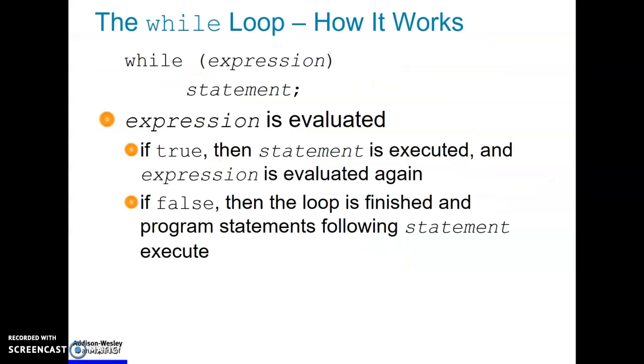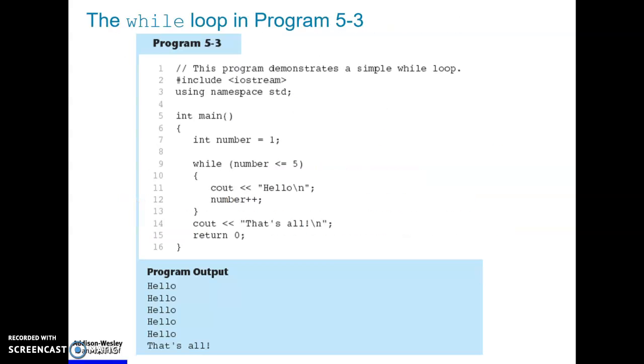So the while loop, how does it work? We have an expression that is being evaluated. If it's true, then the statements will execute, all right? And the expression is evaluated again. If it's false, then the loop is finished and the program will fall out of the looping structure to the next executing line of code.